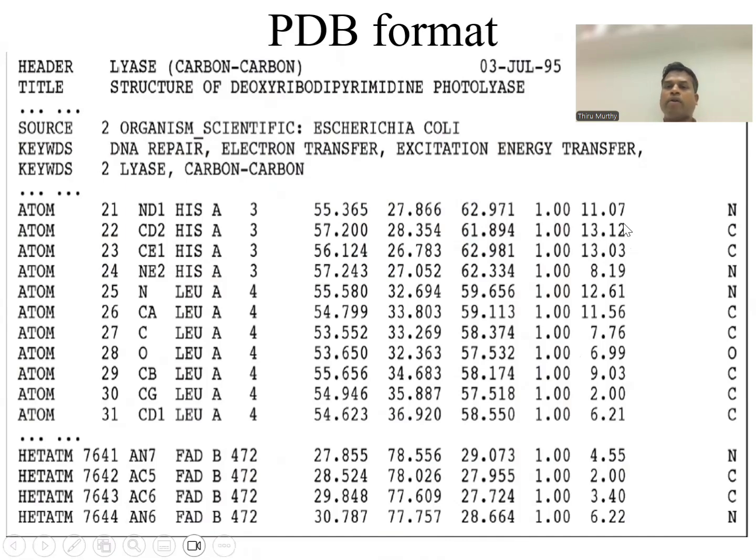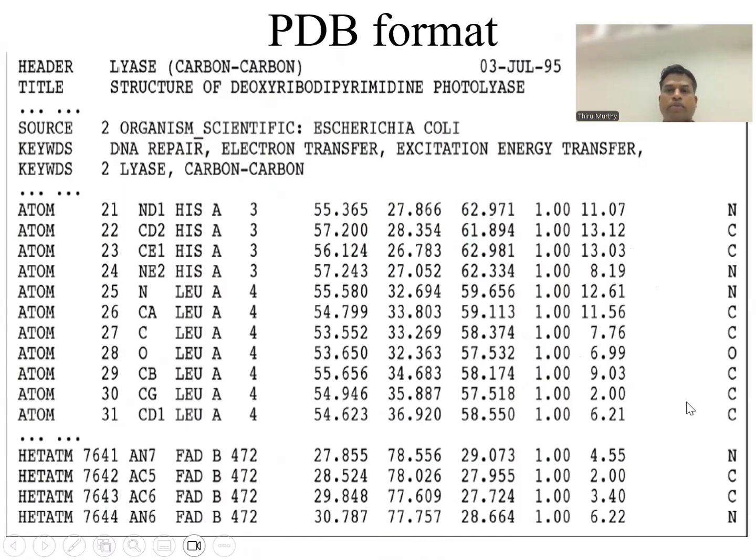After that, we have another important column called the B factor. So what is the B factor? Basically, the B factor represents the temperature factor, which indicates the static and dynamic disorder in the crystal. Okay, and finally we can see the atom types.